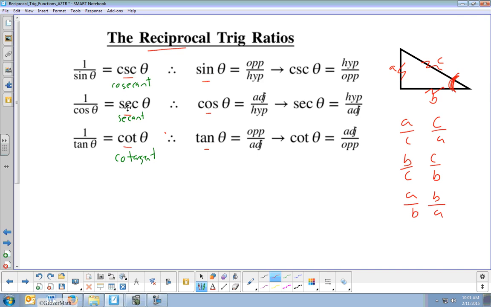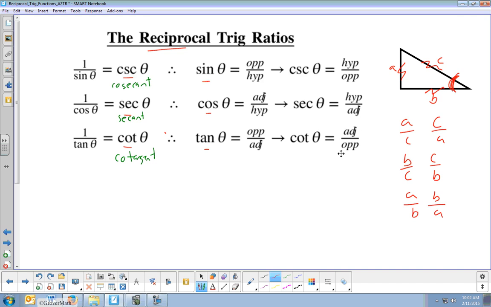But cosecant and secant, you just have to make that mental note that the reciprocal of sine is cosecant. The reciprocal of cosine is regular secant. So when sine is opposite over hypotenuse, cosecant is hypotenuse over opposite. Cosine's adjacent over hypotenuse, secant's reciprocal, hypotenuse over adjacent. Tangent's opposite over adjacent, and cotangent, of course, is the reciprocal, adjacent over opposite.